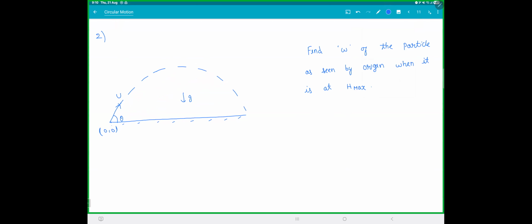Let's get this. Try, you got 2 minutes. Find angular velocity of the particle as seen by the origin. This is important. You should always tell who is looking at this. Because if you have an observer standing here, he will tell a different answer.